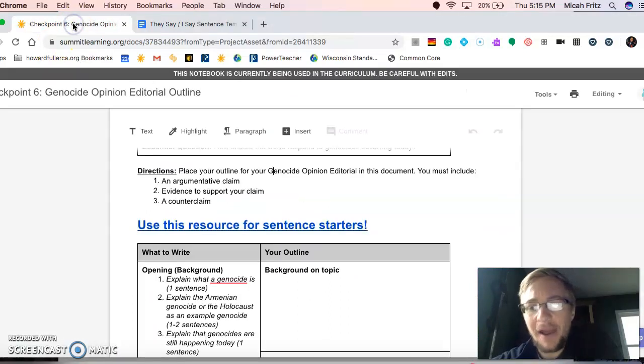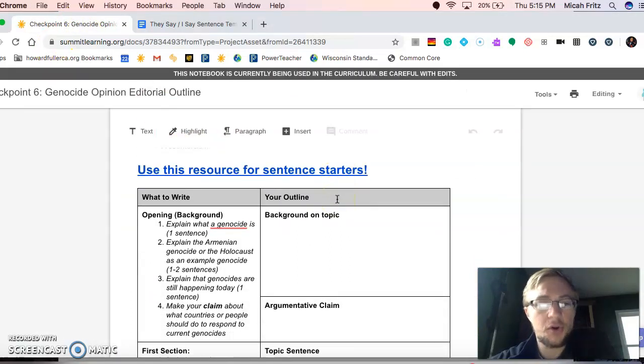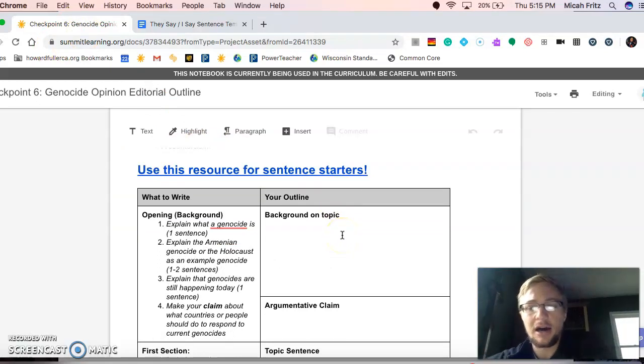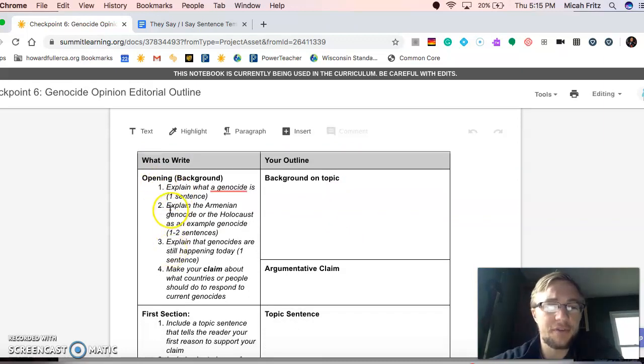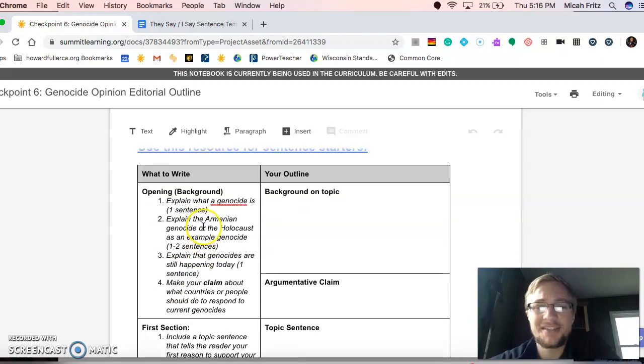Okay, back to the outline now. So your outline in here is going to include several pieces of information. So there's some nice examples over here on the left of some things that you should suggest. So you could start off with, and I'll just put in some of this information to get you an idea of where to go. If we want to go for the opening, our background information, our introduction claim paragraph, we want to definitely explain what a genocide is.